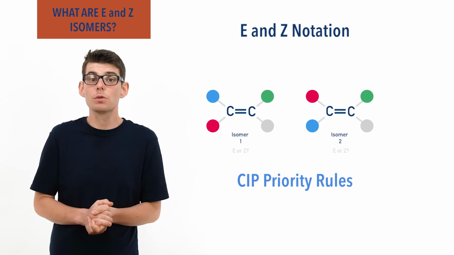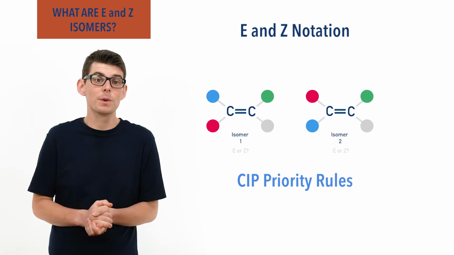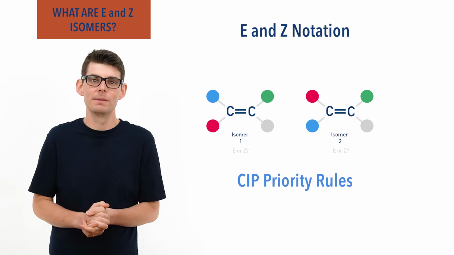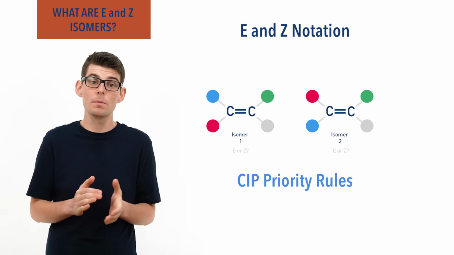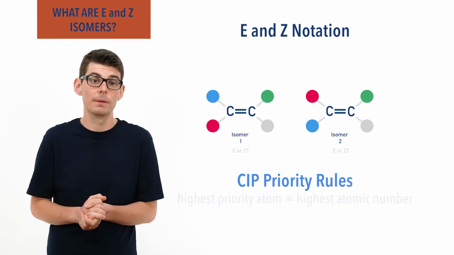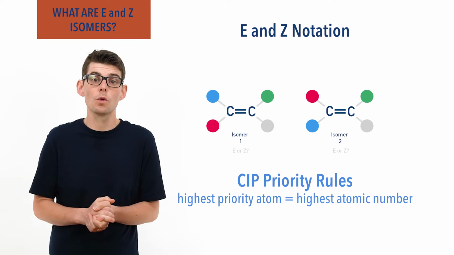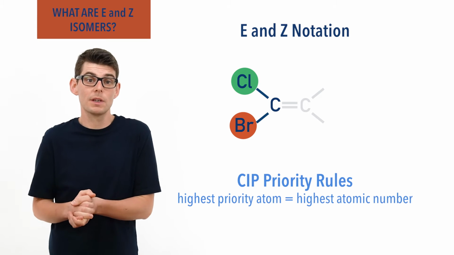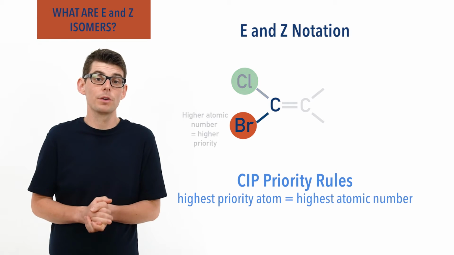Basically, we look at the two groups bonded to each carbon and decide which one is more important in order to help us name the isomer. The highest priority group is normally the one that has the highest atomic number. For example, if you have a chlorine and bromine group bonded to the same carbon, the bromine has a greater atomic number and will be considered the higher priority.